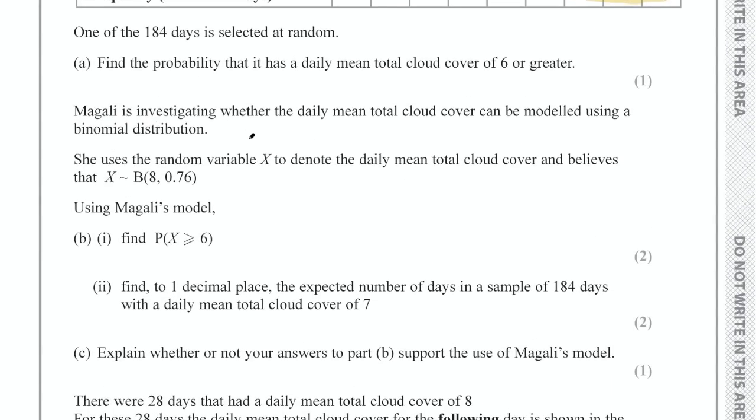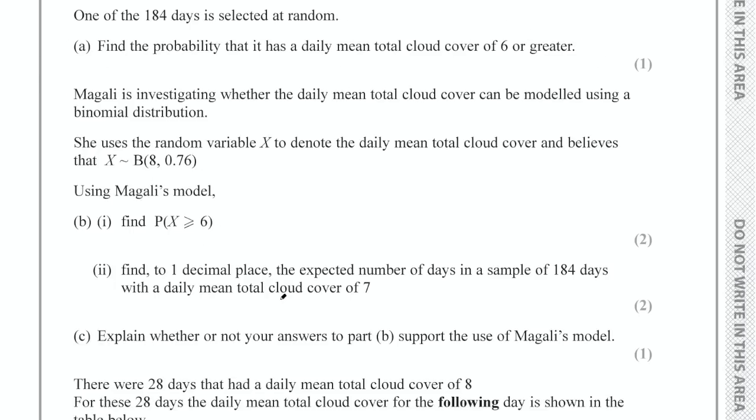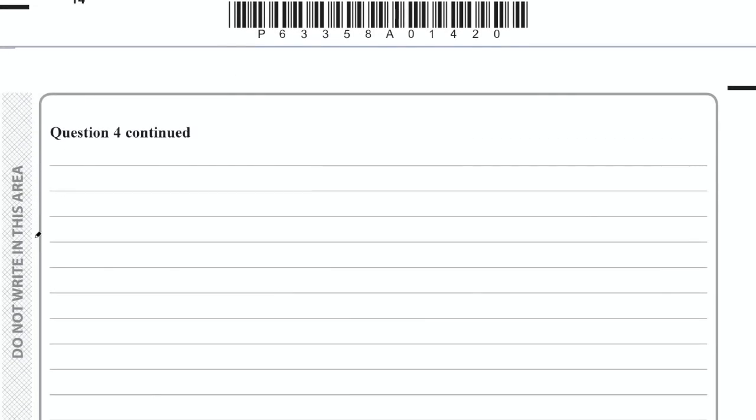Part B says Magali is investigating whether the daily mean total cloud cover can be modeled using a binomial distribution. She uses the random variable x to denote the daily mean total cloud cover and believes that x is approximated by a binomial distribution with a sample size of 8 and probability of success of 0.76. Using Magali's model, find P of x greater than or equal to 6. Okay, so we're going to be able to compare this to part A and see how accurate this model is. So for part B, part 1, we can use the binomial cumulative distribution function.